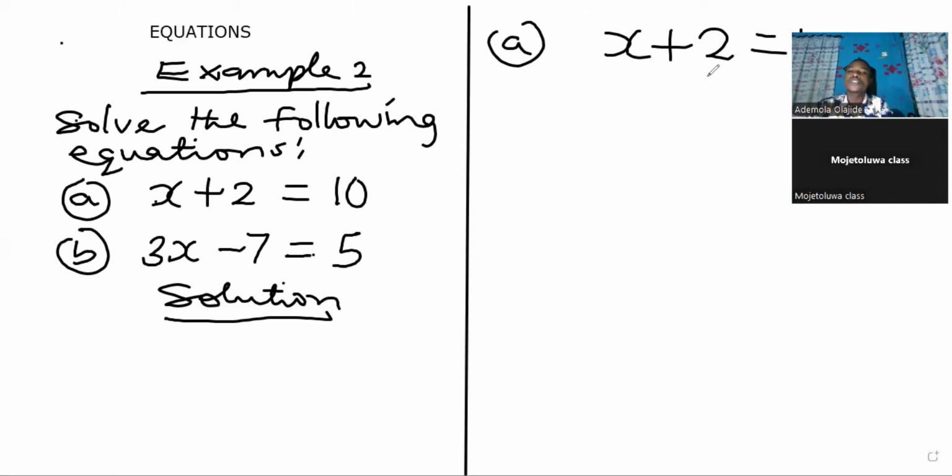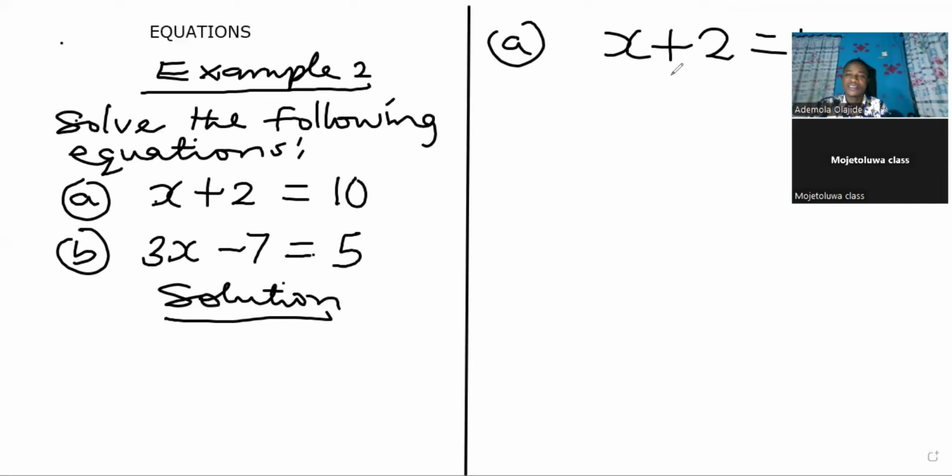What do we do to remove this 2 now? Because it is this positive 2 that is with the letter we want to find. How do we remove it? That positive 2 is not a coefficient, it does not multiply this. Suppose it multiplied this, we would do the opposite, which is division. But since it's added to it, what's the opposite of addition? What is the inverse?